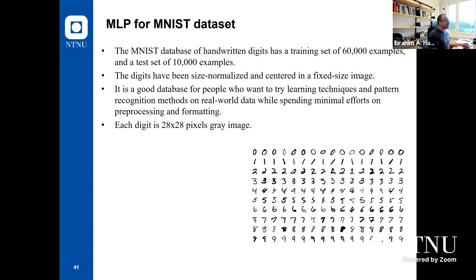And the digits have been normalized and centered in a fixed size image. Each image size is 28 times 28 pixels. So now we are working with images. So far we have been working with numbers, right? We have been working with iris dataset, and in iris dataset, we have scalar values. We have 4 features, and each feature has a number.